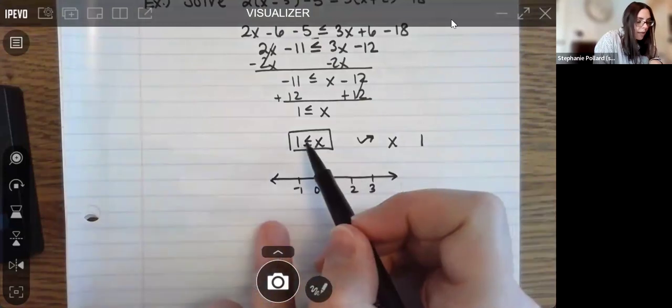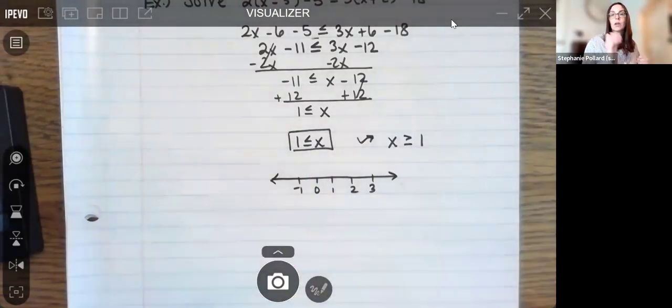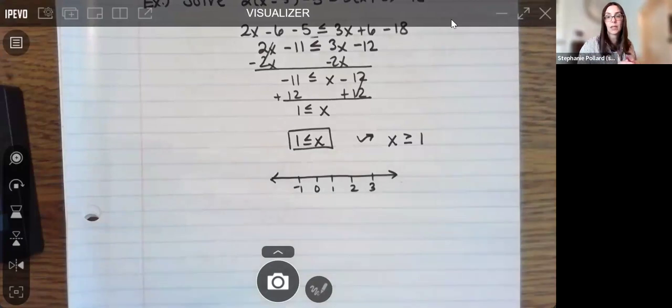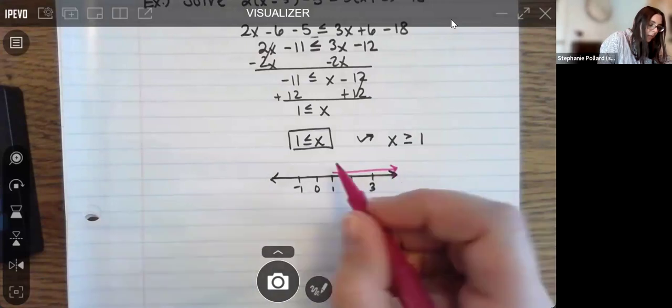So notice that the small end is with the 1 and the big end is with the x. So if I rewrite it, I can more clearly see now that x is bigger than or equal to 1. So again, I like to get my x's on the left, particularly for inequalities when I solve. So now I can clearly see I'm going in this direction.